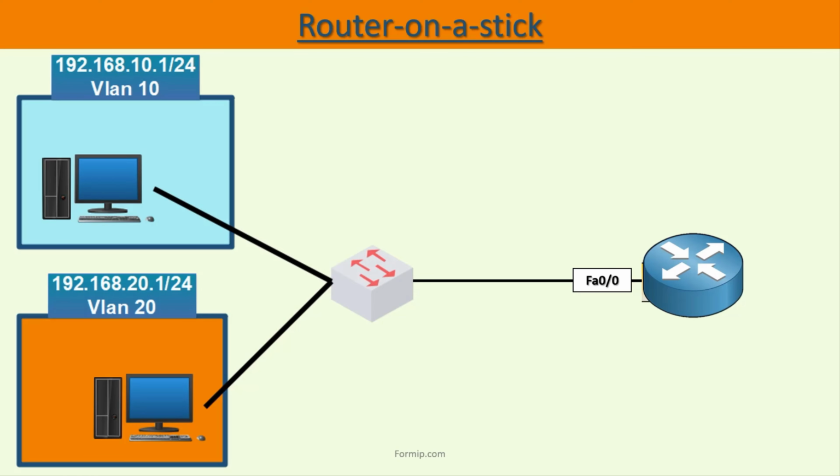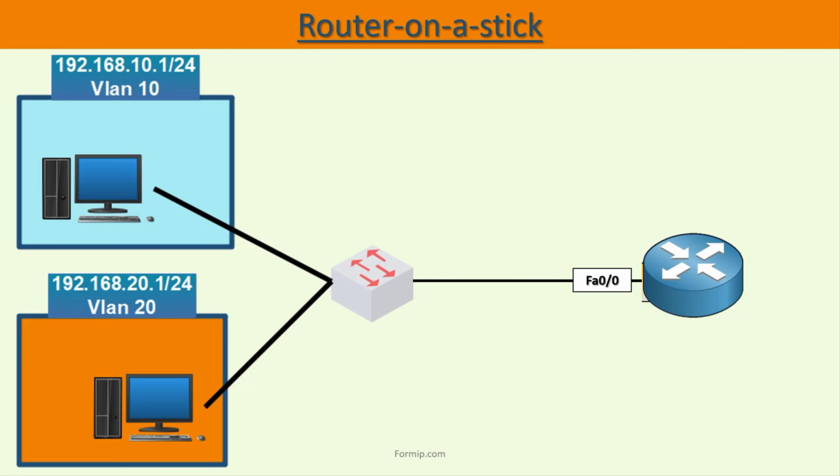Now that we've seen how a router works, we'll look at its configuration, mainly the router on a stick method, that is to say, with sub-interfaces. On this diagram, we have a switch, on which are connected PCs that are part of two different VLANs, VLAN 10 and VLAN 20. And on the right is a router that is connected to our switch with a single cable.